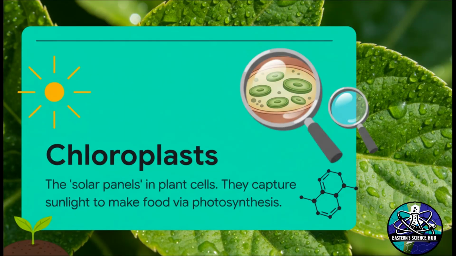Now plant cells, they have an extra trick up their sleeve, something animal cells don't have. They've got chloroplasts. Just think of these as the cell's personal solar panels. They can capture energy directly from sunlight and use that energy to make their own food. And that incredible process, as you might know, is called photosynthesis.